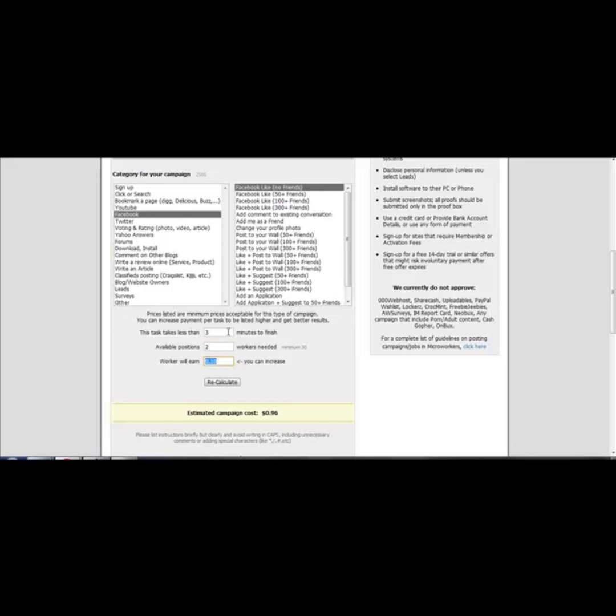And this task takes less than 60 minutes to finish. I'm just going to put down something like that. Click on recalculate. It recalculates the campaign. This is going to cost me 96 cents. It says briefly, list instructions briefly but clearly, avoid writing in caps. So speed, campaigns with higher speed will be assigned to more workers. You can modify this setting later. So I'm going to say Facebook page needs a like. So I'm going to say go to, and I'm going to give a link to one of my Facebook pages for my client.